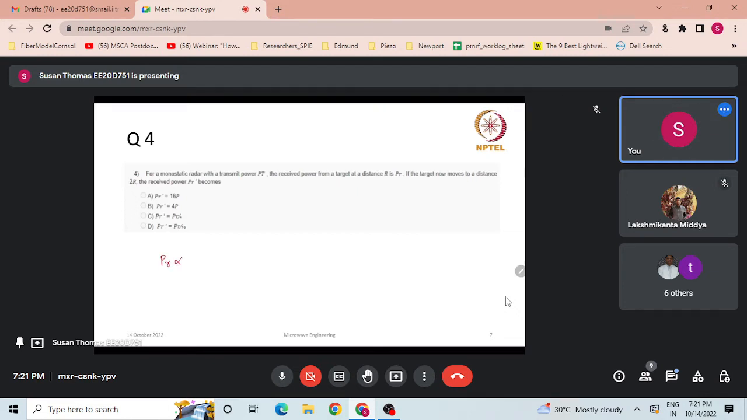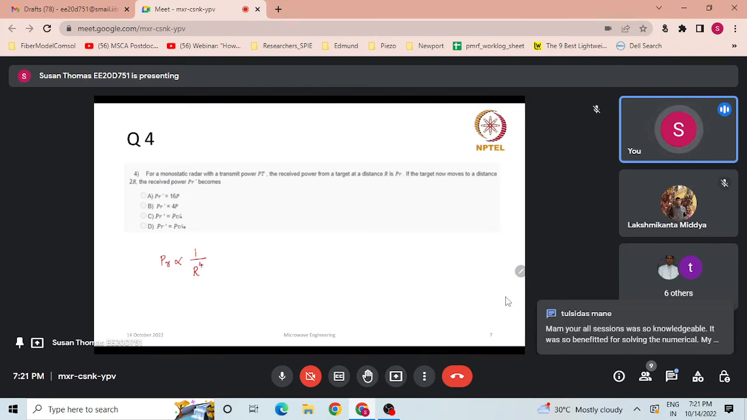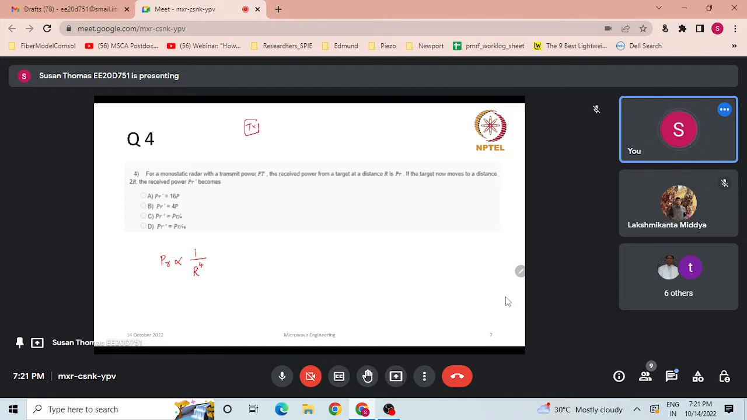As I told before, while I was discussing the equation, the received power is proportional to 1 by R raised to 4. In this case, from the transmitter antenna to the target we have a distance r. If this r becomes 2r, what will happen to this power? 1 by (2r) raised to 4. Now what is PR dash? It is 1 by 2 raised to 4, which is 16, times r raised to 4, so PR dash is PR by 16. I hope this is clear. So PR dash is equal to PR by 16, option D.